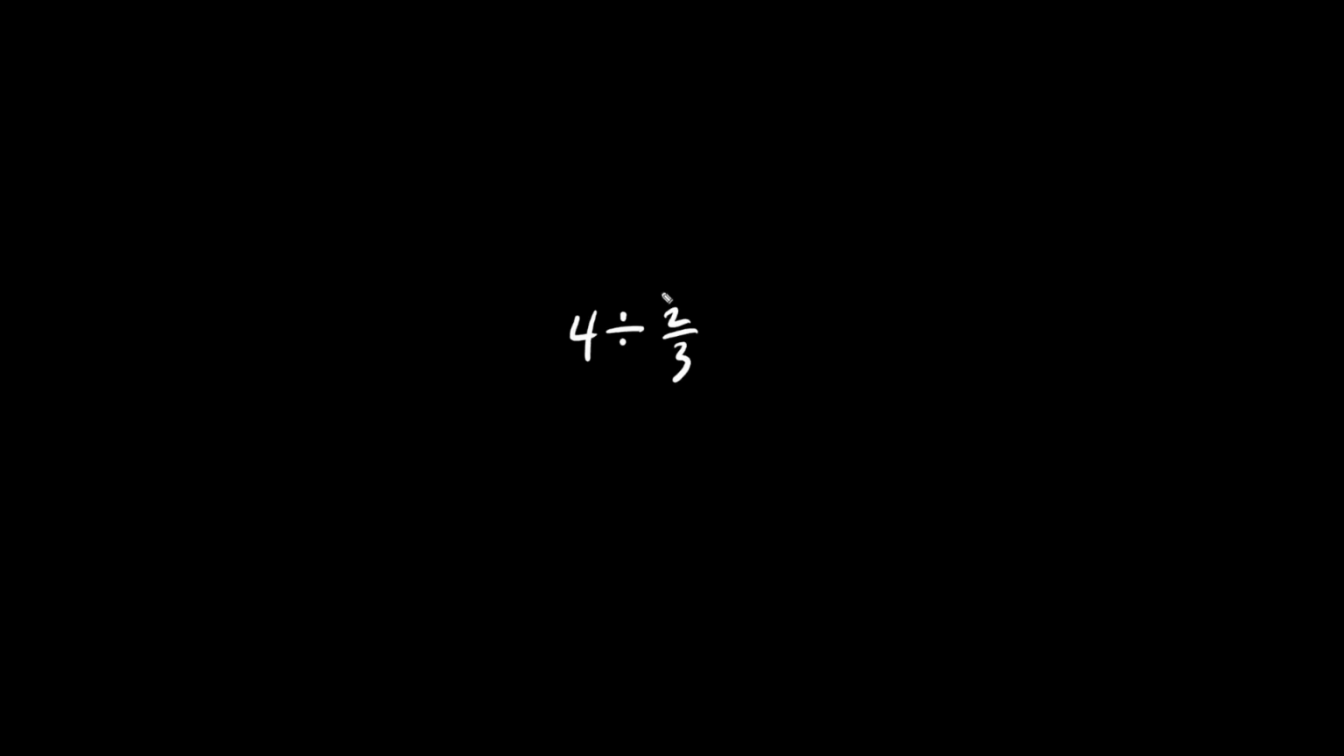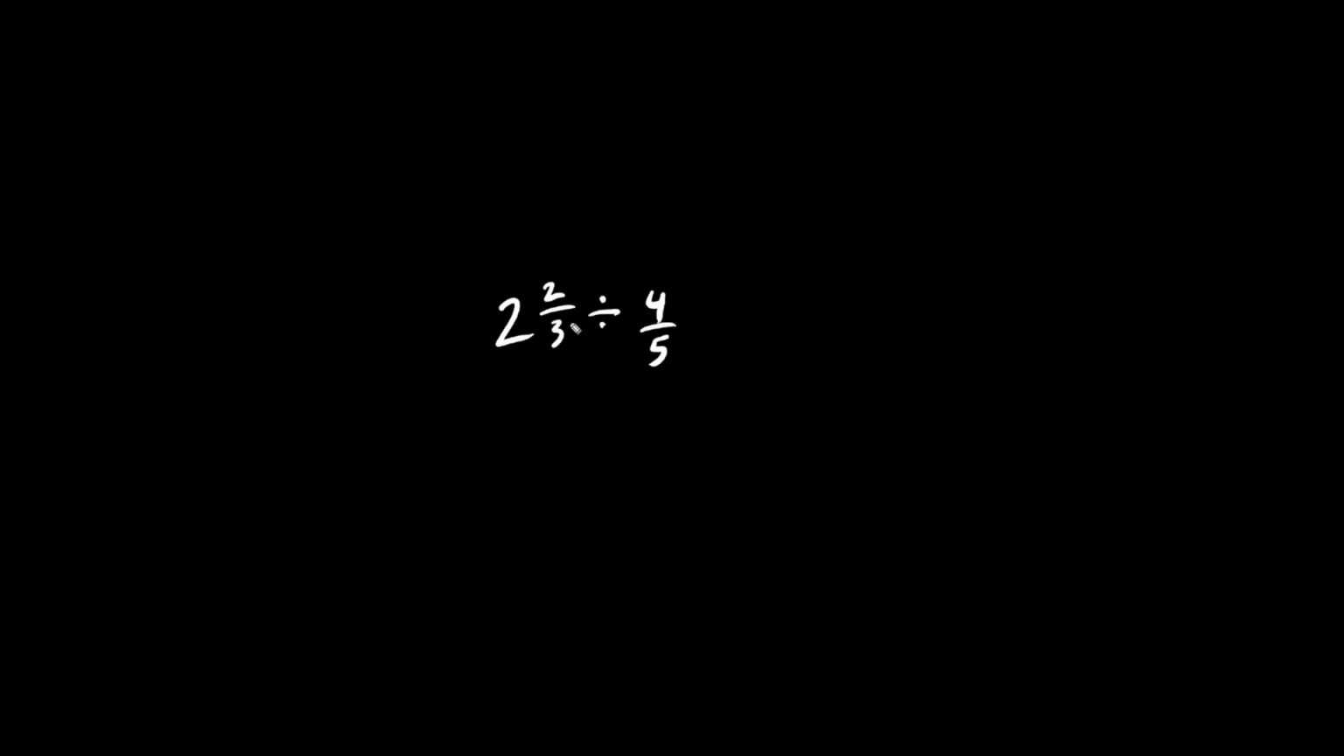What is 4 divided by 2/3? We could rewrite this as 4/1 times the reciprocal, which is 3/2. We then multiply across, and 4 times 3 is 12. 1 times 2 is 2. 12 divided by 2 is 6.